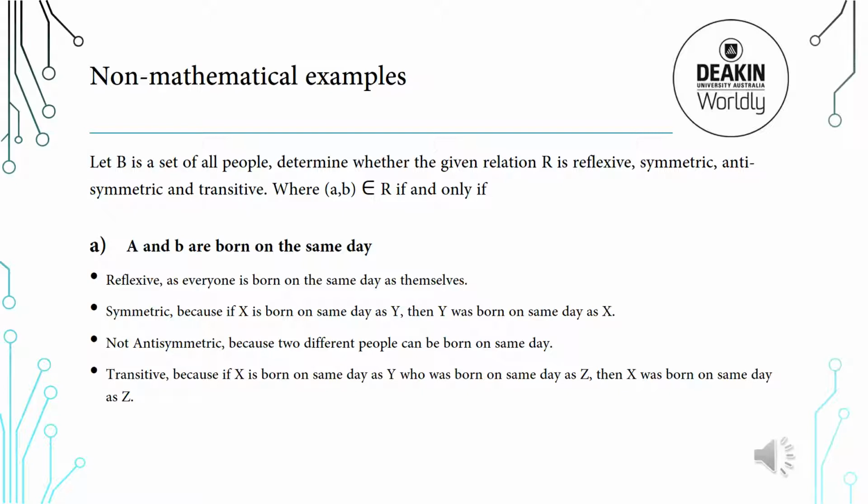First example, this relation is reflexive as everyone is born on the same day as themselves. It's also symmetric because if X is born on the same day as Y, then Y was born on the same day as X. But it's not antisymmetric because two different people can be born on the same day. And it's transitive because if X is born on the same day as Y, who was born on the same day as Z, then X was born on the same day as Z.